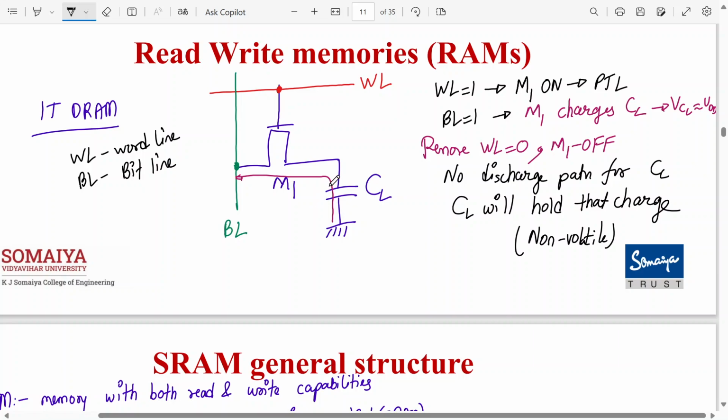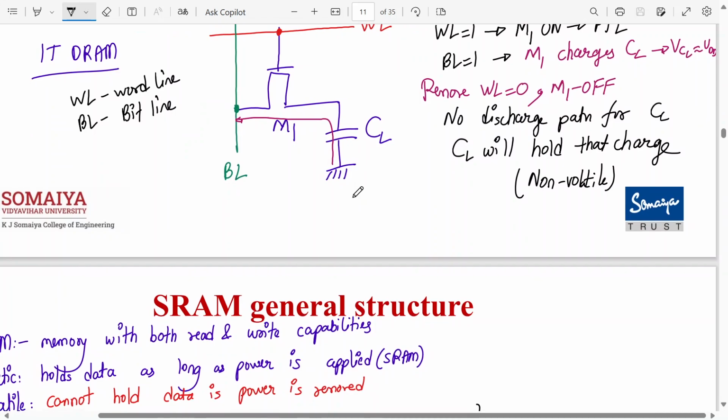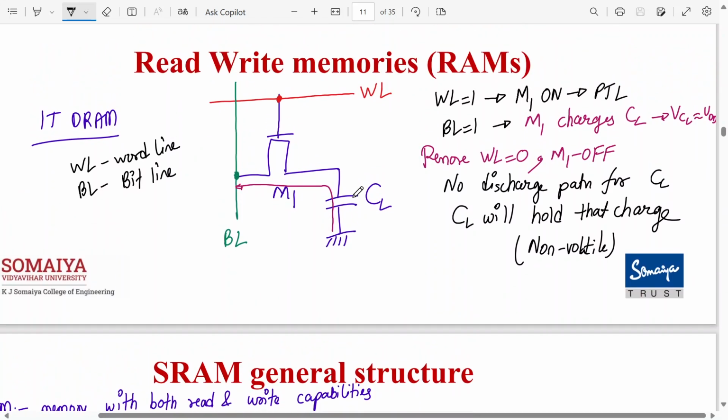Of course, we say that there is no discharge path, but this transistor can be weakly on, and some leakage current can flow, and then the charge across this capacitor can slightly discharge. But in reality, in the ideal situation, if this transistor is off, the capacitor will hold the data, and that's the basic working of a dynamic RAM. Got it? This is the working of a 1T dynamic RAM.